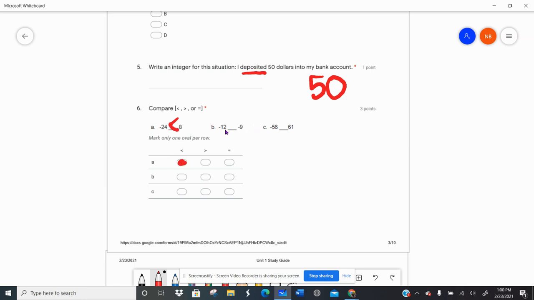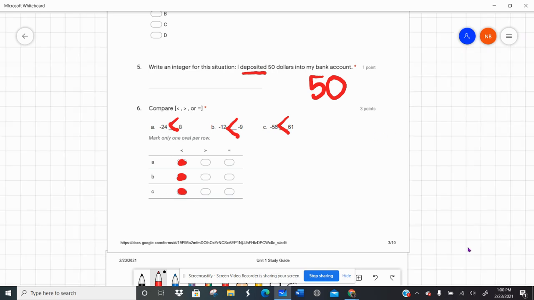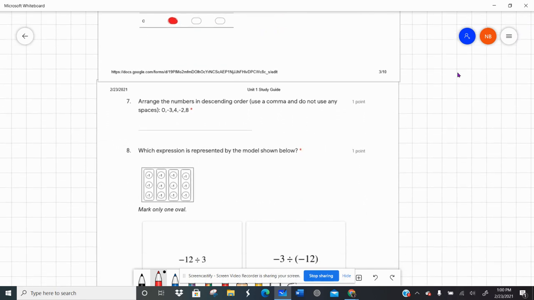For B, negative 12 is what to negative 9? Well, on that negative side, it's like opposite world, right? The bigger your base number, the smaller it actually is. So negative 12 is less than negative 9, right? Because it's more to the left. And then for C, negative 56 is what to 61? Well, again, a negative is always less than a positive. So all 3 of them are less than. Less than, less than, less than. That won't always happen, but it did this time.